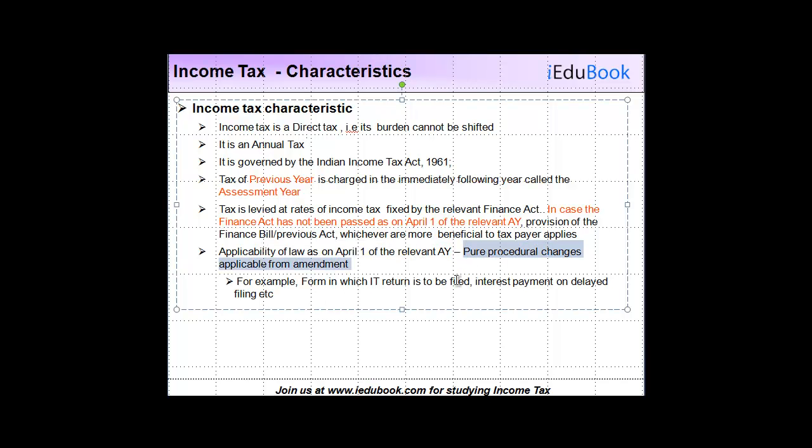Pure procedural changes are applicable from the date of amendment. Instead of changing the law, there could be some procedural amendments. Let's say, for example, the form in which the IT return is to be filed. If the government changes the form in which the return is to be filed, or interest payment on late filing, etc., which are more procedural in nature and not relating to the law per se, these changes can be made effective from the date when they are notified instead of April 1 of the relevant assessment year. So these characteristics are important as you move ahead with your income tax journey.